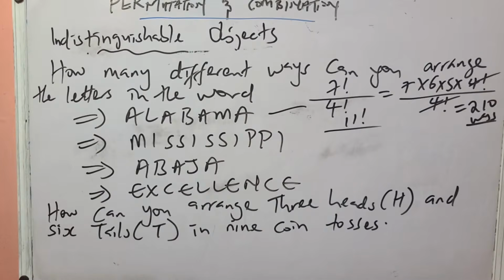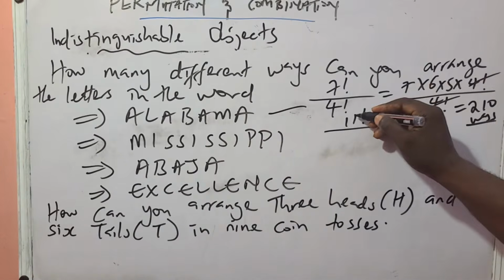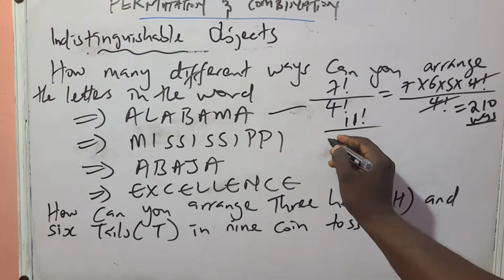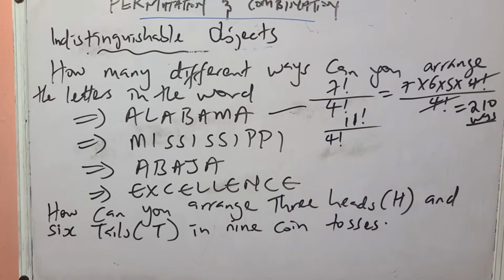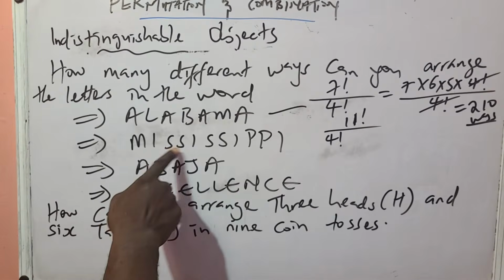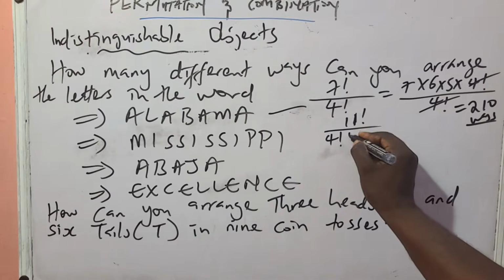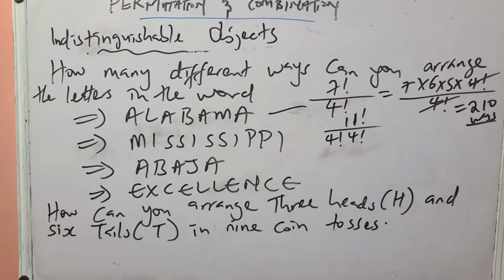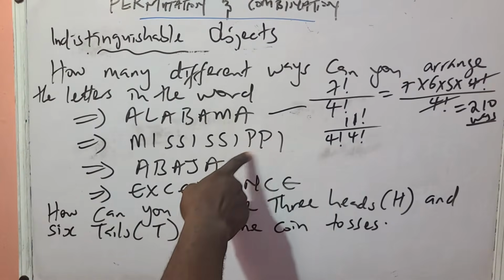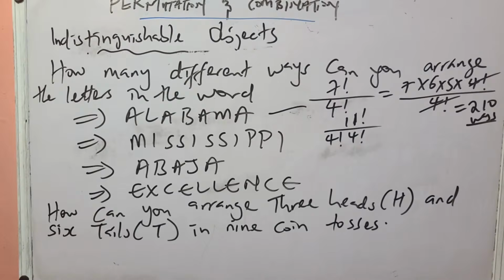We start with I. We have 1, 2, 3, 4. We have 4 I's. So we have to trim that out, preventing the overcounting by dividing with 4 factorial. For S also, we have 1, 2, 3, 4. We have 4 S's. So we have to trim that out also. We have over 4 factorial also. And then is that all the indistinguishable objects we have? No, we also have P happening 2 times. That will be 2 factorial.